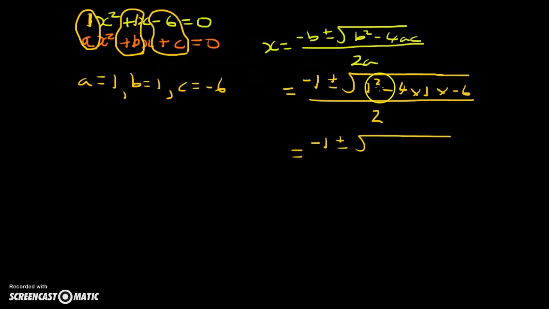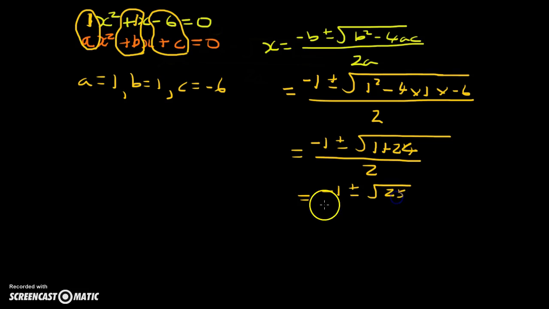So underneath the square root, what do we got? Let's do powers first. So 1 squared is 1. And then the multiplication, we've got -4 multiplied by 1 multiplied by -6, that's plus 24, all over 2. So we get -1 plus or minus the square root of 25 all over 2. So hopefully you agree with me, square root of 25 is 5.